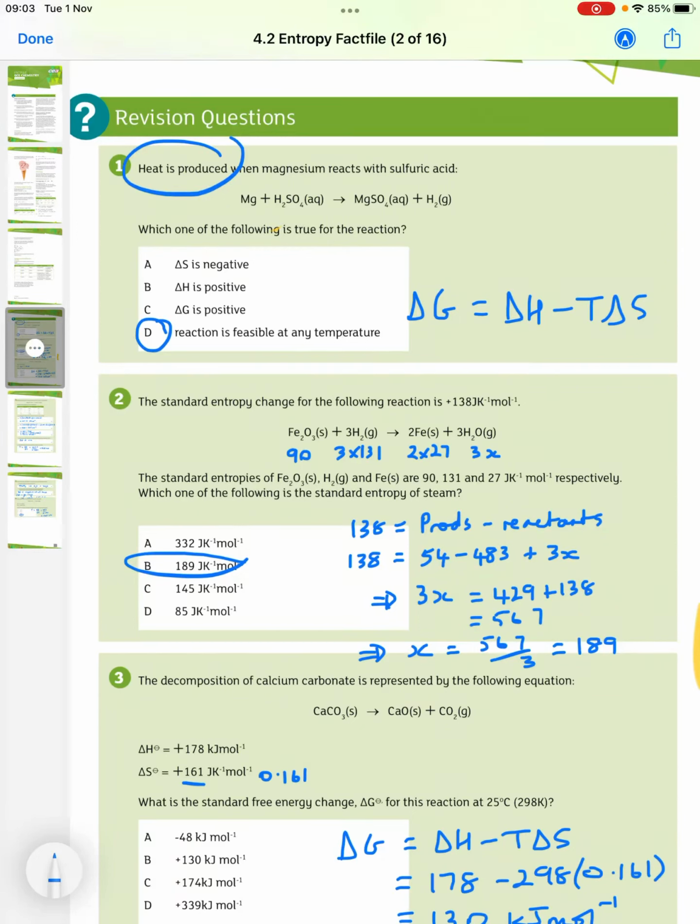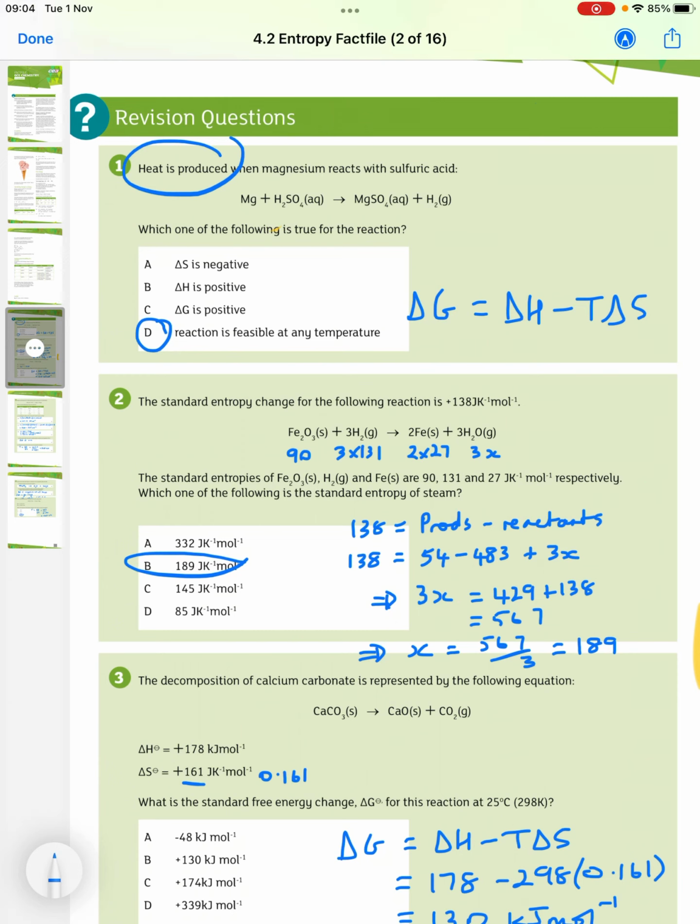These are the answers to the CCEA Factfile for 4.2 Entropy. So question 1, heat is produced when magnesium reacts with sulfuric acid. Then we have the equation: magnesium and H2SO4 gives you MgSO4 and H2. So which one of the following is true for the reaction?